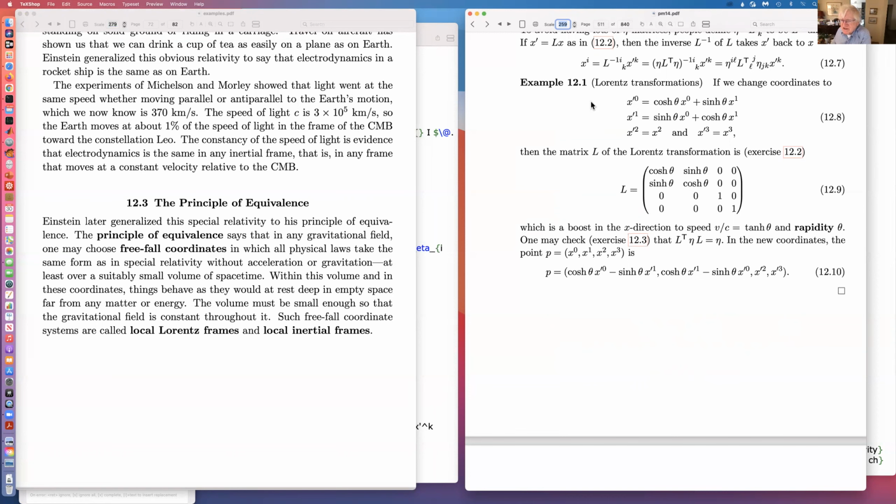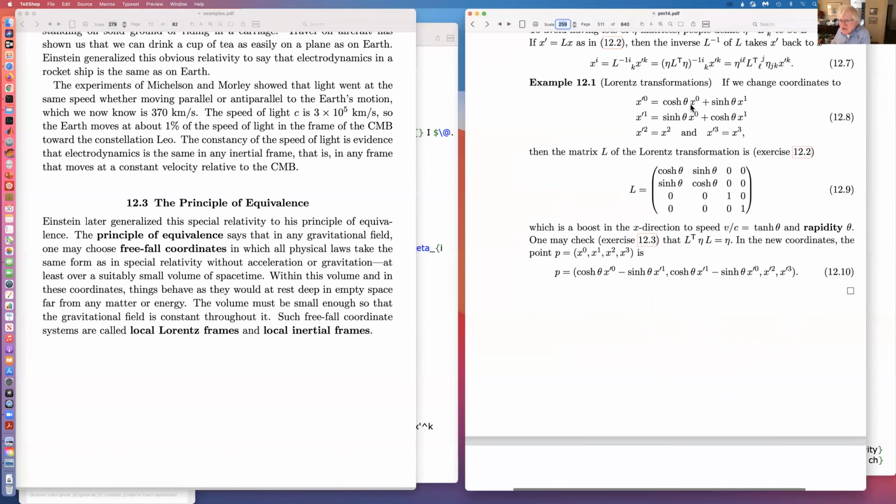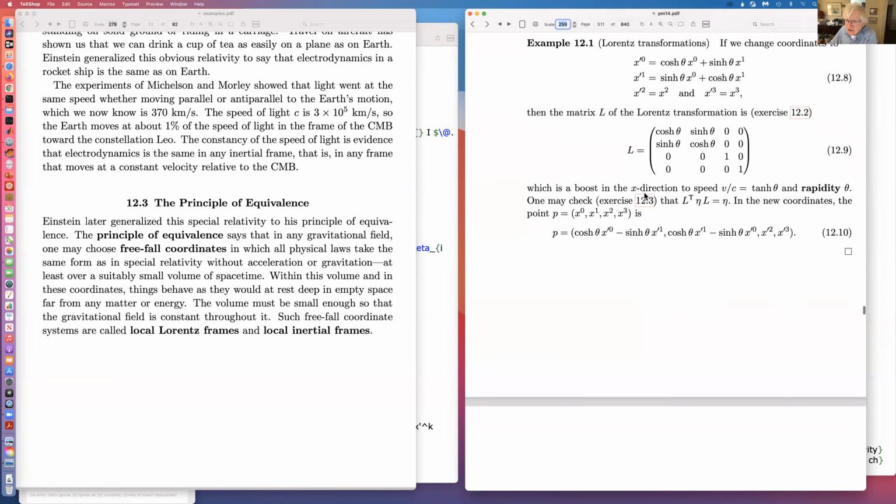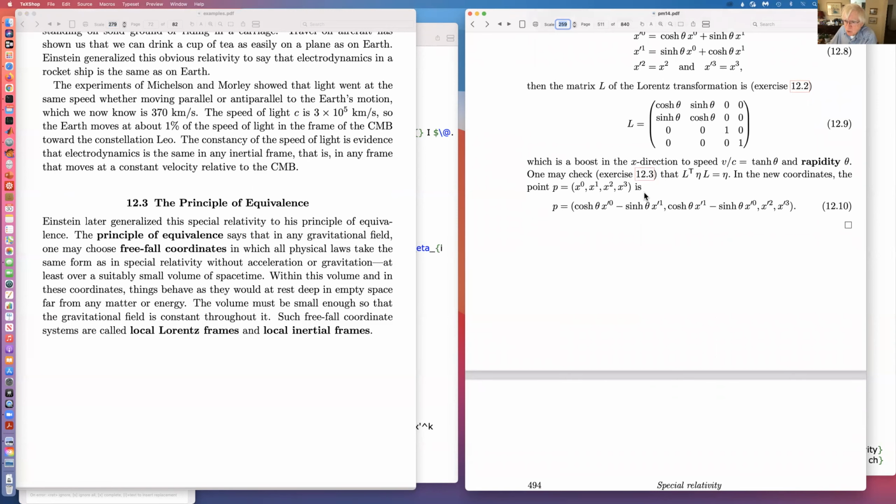This x0 is c times t, the speed of light times the time. So it's essentially the time, x0 prime is cosh theta x0 plus sinh theta x1. And then x1 is what I would ordinarily call x, x2 would be y, x3 would be z. But anyway, x1 prime is sinh theta x0 plus cosh theta x1. So that's a Lorentz transformation in one direction.